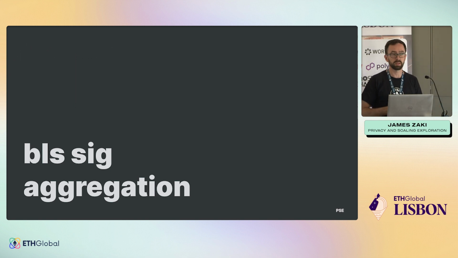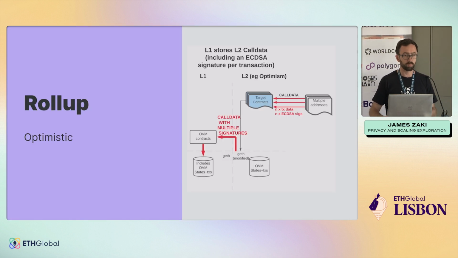So let's begin with BLS signature aggregation. The problem we're trying to solve is the roll-up cost problem. We all know layer 2s are cheaper, but we can actually get more savings by doing something called signature aggregation. For every transaction on a layer 2, you've got the transaction data as well as the signature data that gets rolled up to layer 1, and that's a significant cost.